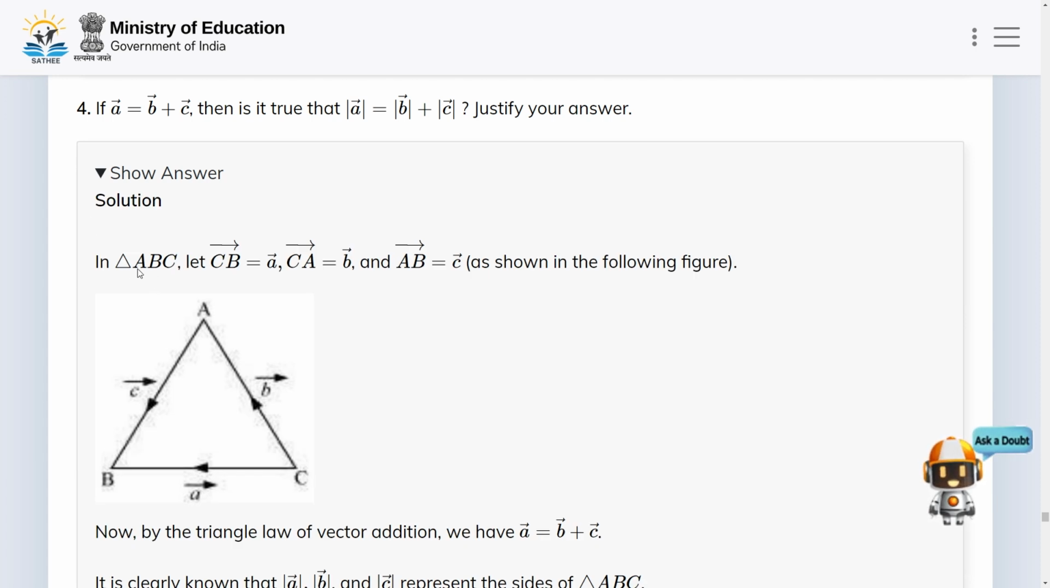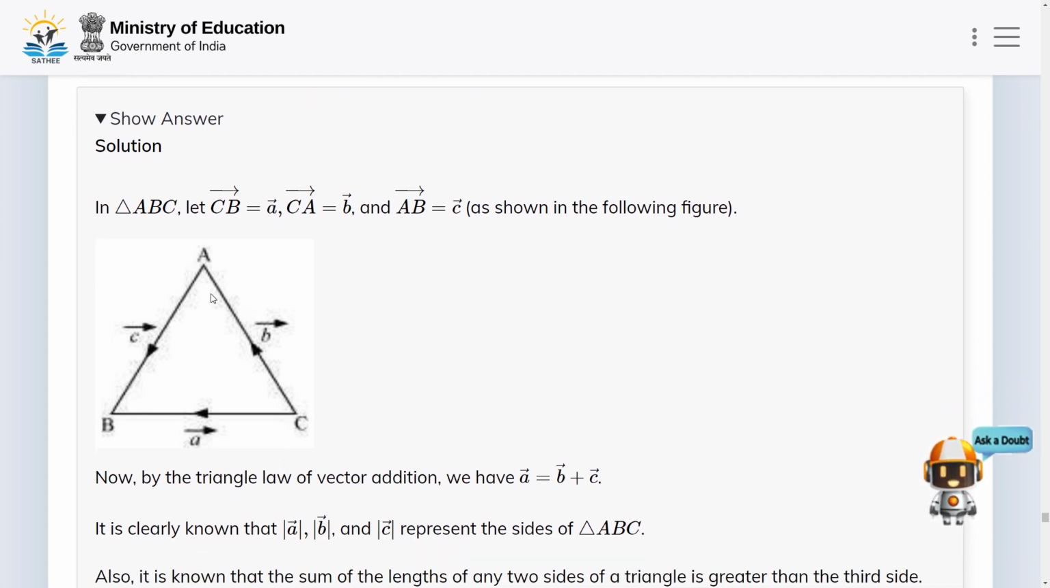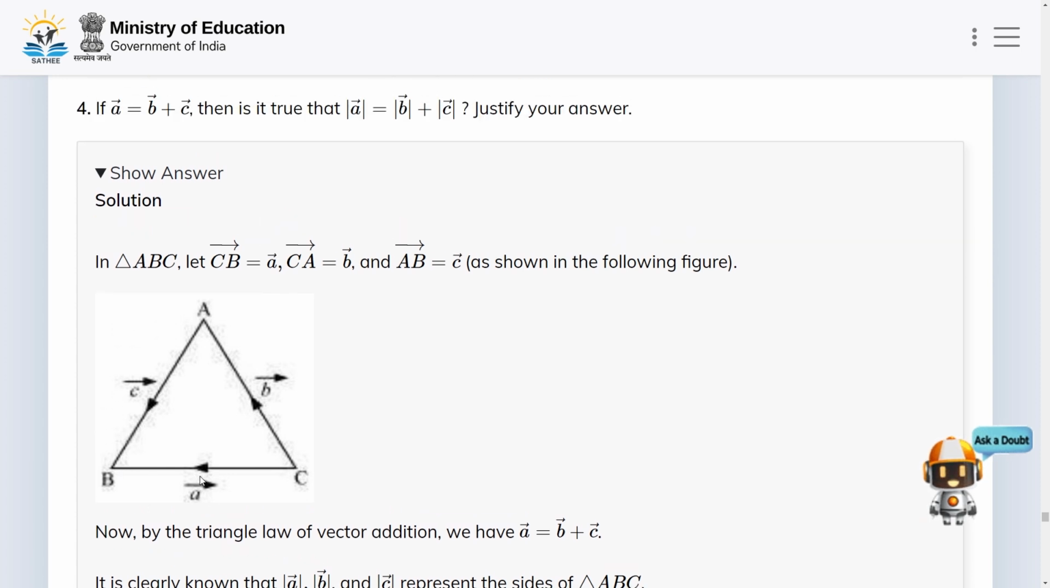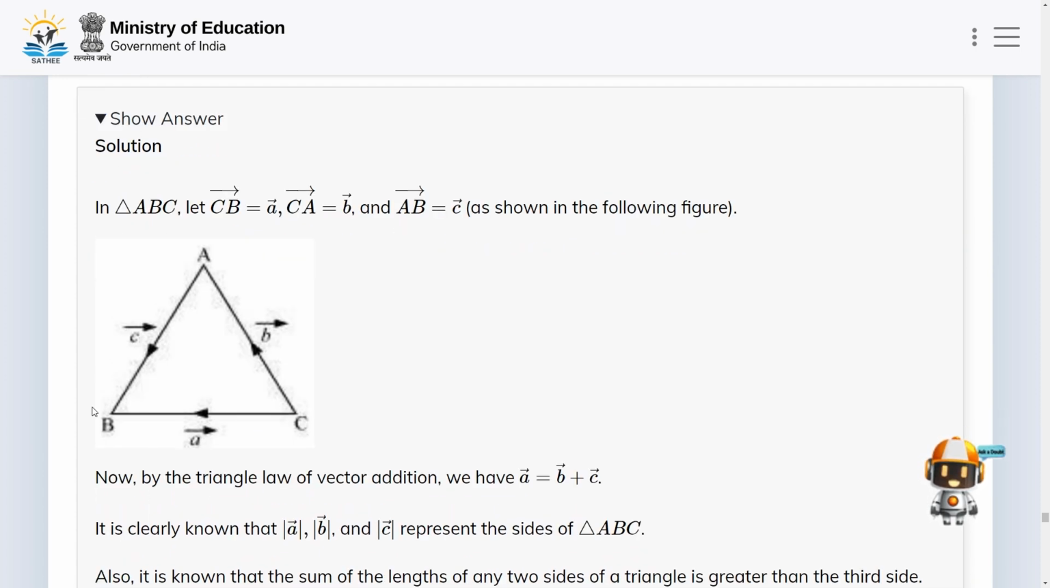Suppose you have a triangle ABC. In triangle ABC, CB vector is represented by small a vector, CA by small b vector, and AB, as you can see, by small c vector. By the triangle law, b plus c will be your a vector.